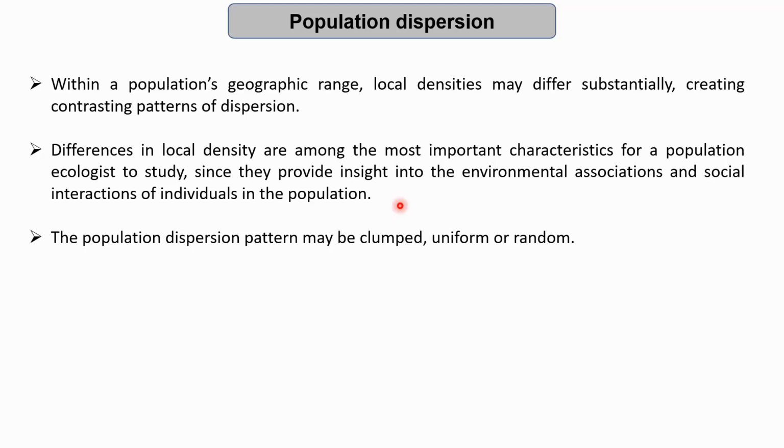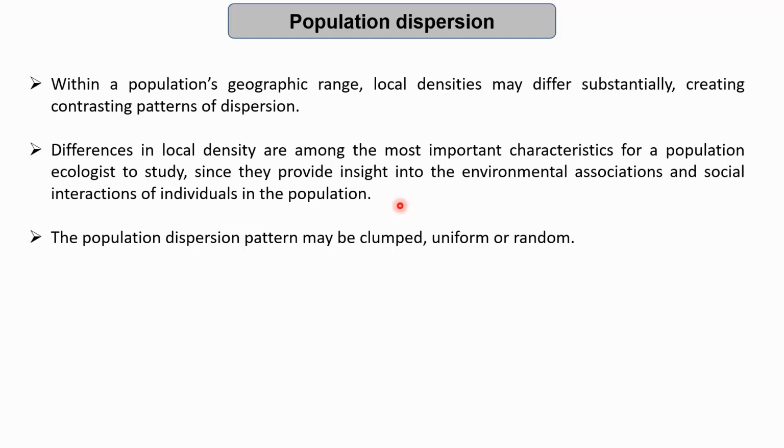So the differences in local density are a very important characteristic because they allow us to know about the ecology of the population. They provide insights about the environmental associations, like what regions and environmental conditions are favorable for a particular population, and the social interactions of individuals in the population.